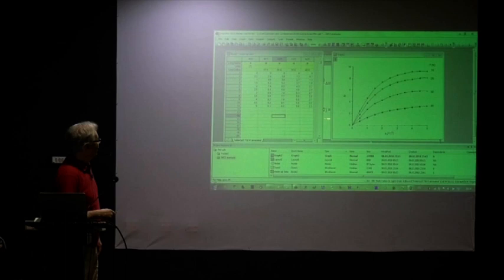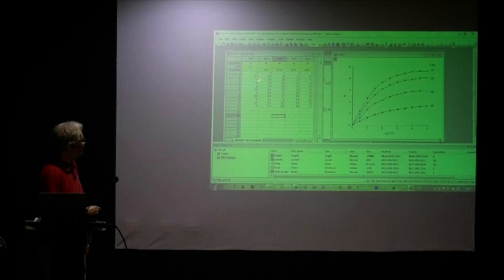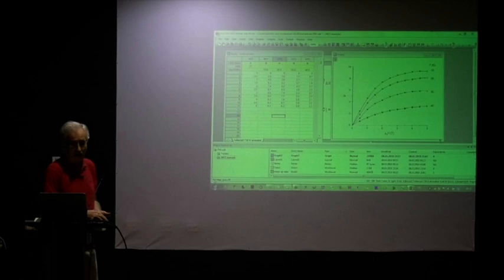In Origin, you can make up your own data. You can even sell it. So this is, I just put points over here. And what we have here is a worksheet where we have the magnetic field as the x value, and then we have the magnetization at various temperatures given by some numbers like this.